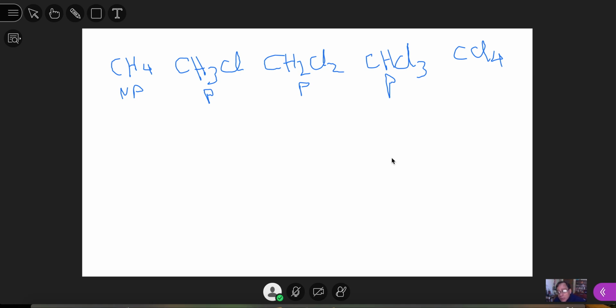But according to the electronegativity model, it should be polar, right? It has 4 polar bonds. Yes or no? Yes? Yeah, but it is non-polar. So let's draw the structure of this one. You already know the structure of this one, tetrahedral. Let's draw this one as well. So we have a Cl, C, Cl, Cl, and Cl.